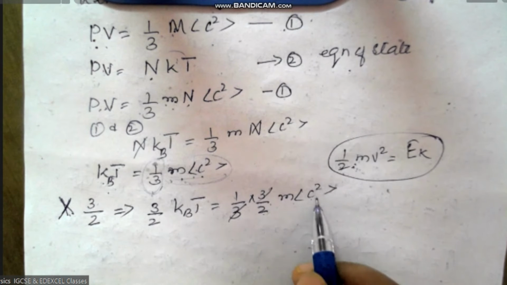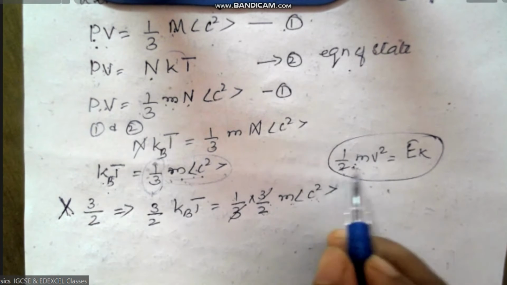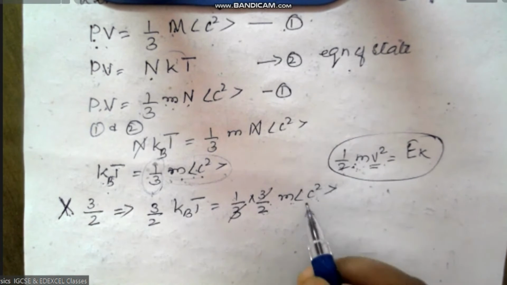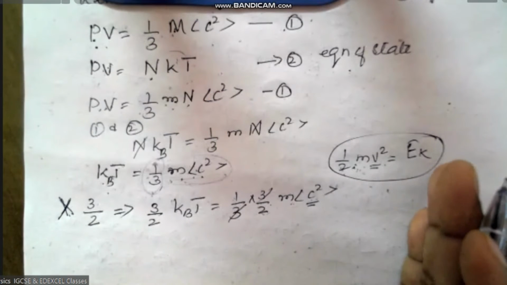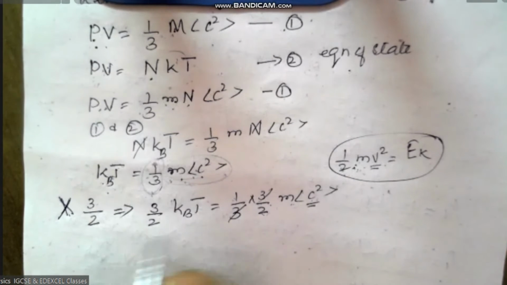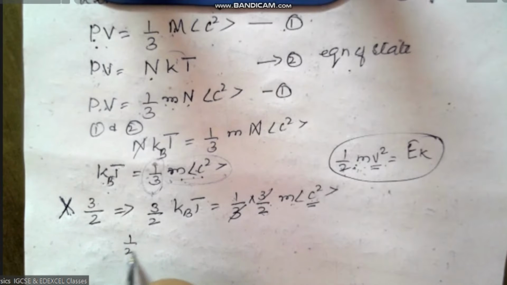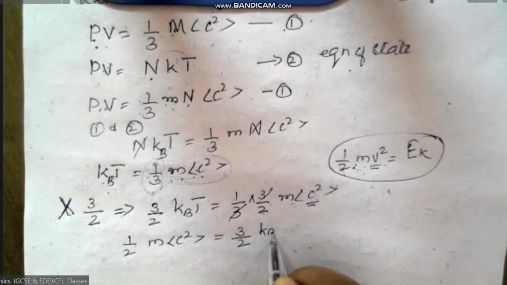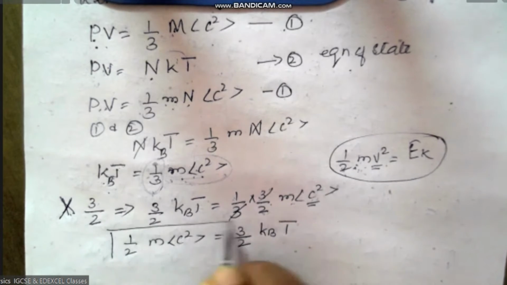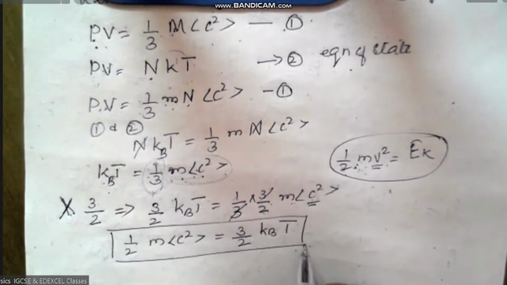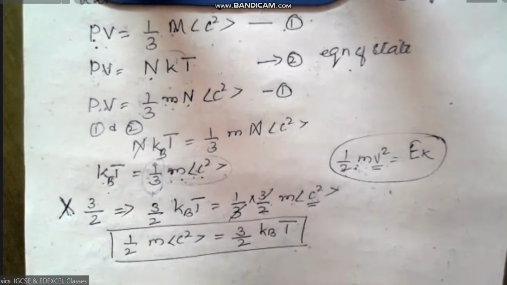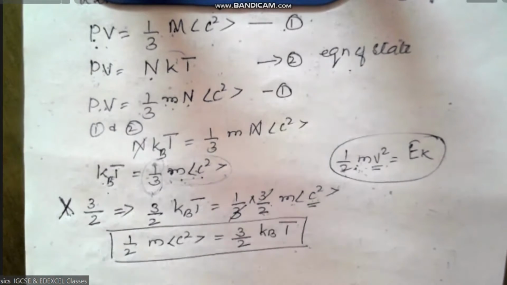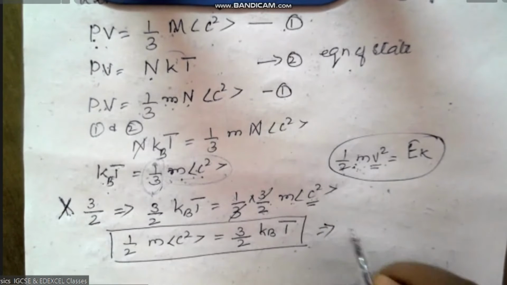Now this one goes. See, you got 1/2 mc², 1/2 mc², 1/2 mv². This is velocity, this is average velocity, that's all. Now what can you write? You can write 1/2 mc² is equal to 3/2 kT. Very, very important equation.